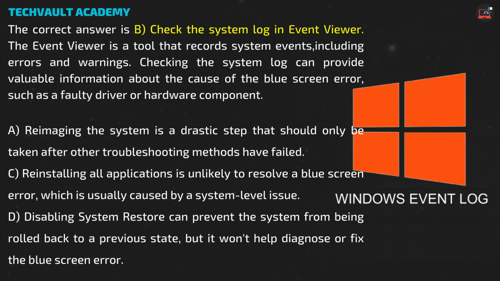A. Reimaging the system is a drastic step that should only be taken after other troubleshooting methods have failed. C. Reinstalling all applications is unlikely to resolve a blue screen error, which is usually caused by a system-level issue. D. Disabling System Restore can prevent the system from being rolled back to a previous state, but it won't help diagnose or fix the blue screen error.